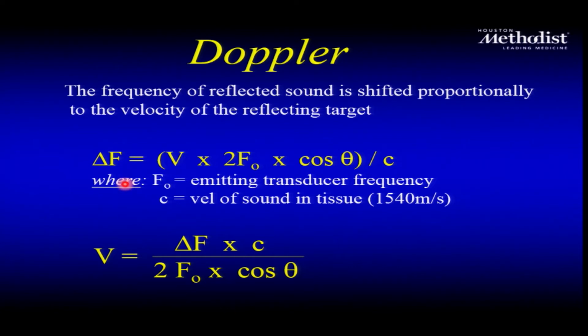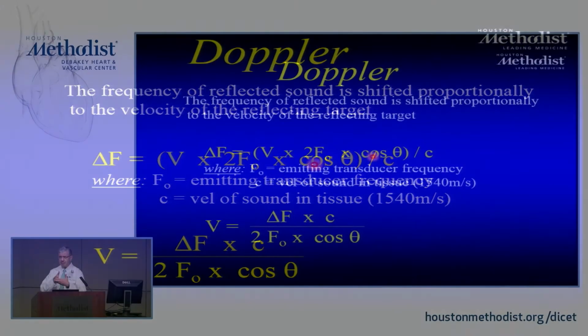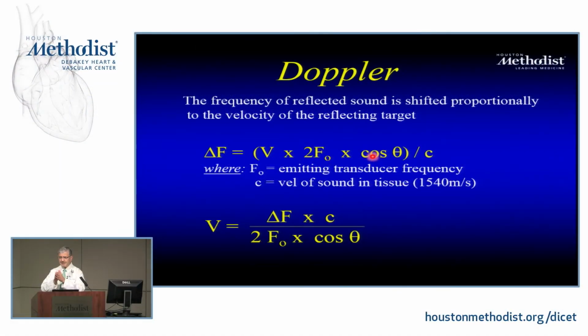It's a frequency shift depending on the velocity, the frequency, and cosine theta, which is the angulation. Remember when I told you that for best axial imaging for ultrasound, you have to be perpendicular. Cosine theta of perpendicular is 0. So the best time I get the maximal frequency shift is when I'm parallel to the structure.